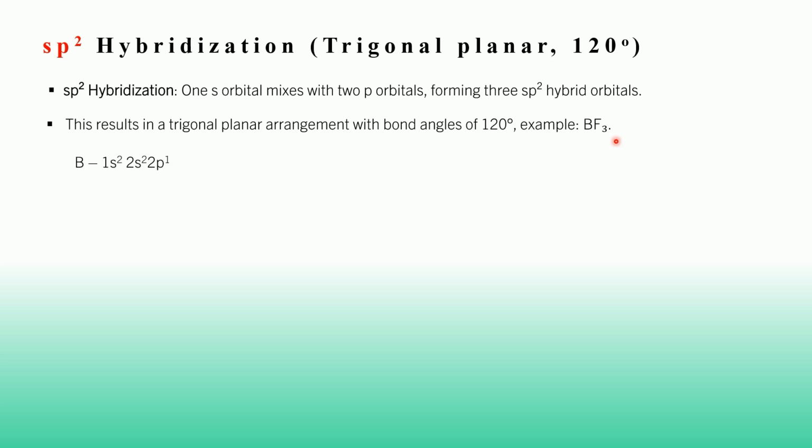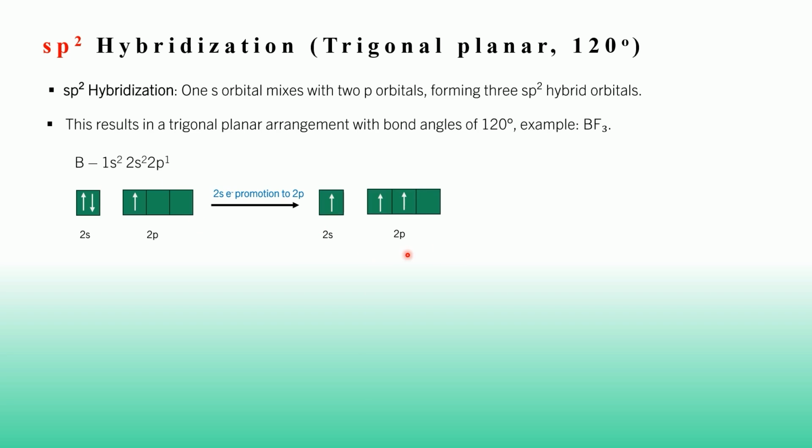Let's start from boron. Boron configuration is 1s2, 2s2, 2p1. If you draw an orbital diagram for the valence shell, 2s2, 2p1. Next step is promotion. One of the electrons in the 2s orbital is promoted to one of the empty p orbitals. After promotion, the next step is orbital mixing. How many orbitals do we need to mix? For sp2, one s and 2 p orbitals, and 3 sp2 hybridized orbitals form, with the remaining 2p orbital.